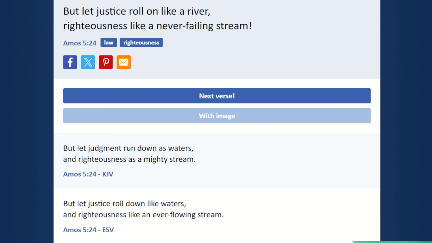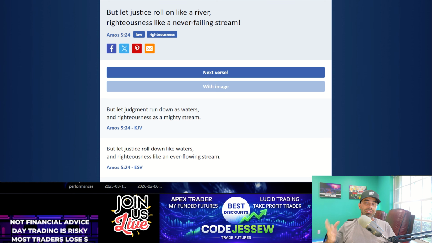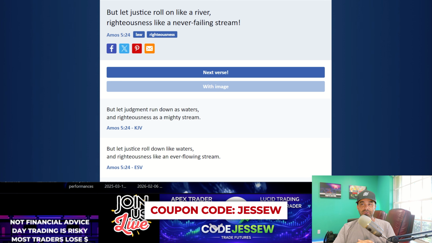Amos 5:24, but let justice roll on like a river, righteousness like a never failing stream. Some people will say, man, but there's been so much injustice in the world. Well, this world isn't free. This world is corrupt and this world has plenty of sin in it. So sometimes we will not see justice take place with certain actions, certain people in this world. We are not going to see it, but that doesn't mean that justice won't be served, because eternity is a thing, and righteousness like a never failing stream.